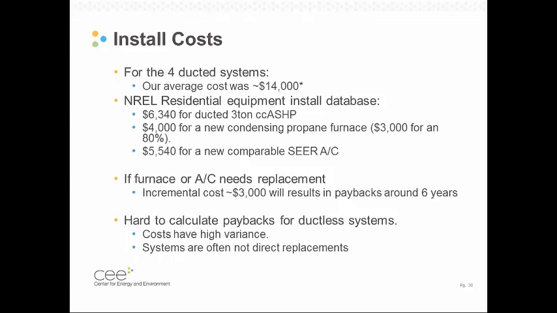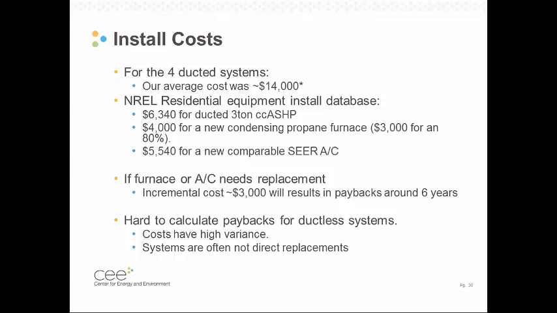a lot more. If you look at the second bullet point, NREL maintains a national database for installed costs, and we've got some numbers here that we're showing for just the heat pump, for a new condensing furnace and an 80% furnace, and then the comparable AC cost for a new high SEER AC system. And those are probably better numbers to use in terms of an average or what you might expect to pay in a program.